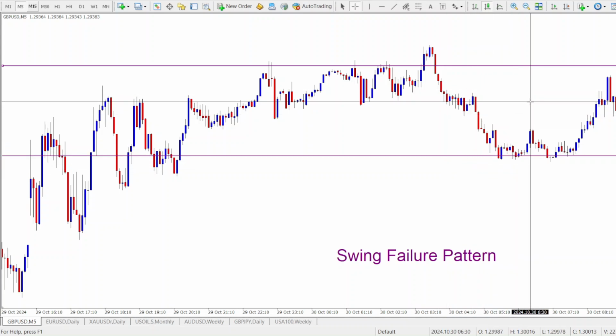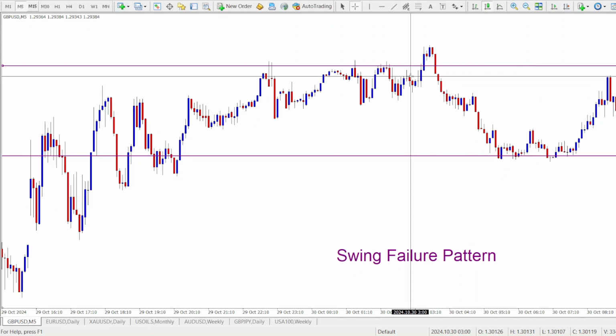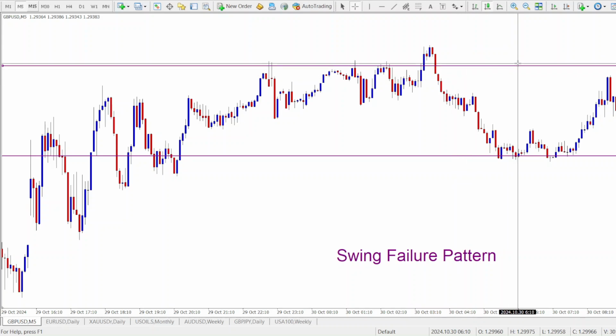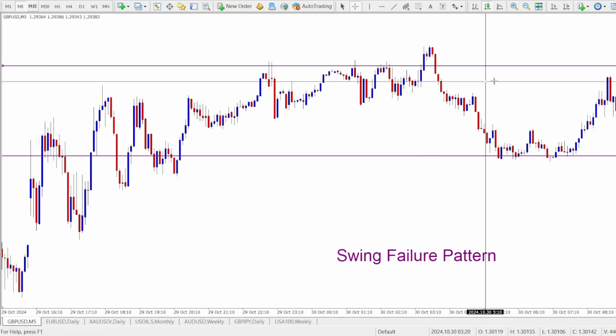All right, by mastering this pattern, you can improve your entry timing, reduce unnecessary risks, and potentially add consistency to your trading results. However, note that no strategy is foolproof. Even the swing failure pattern does not guarantee profit. So it's ideal that you always have a good trading plan, always have proper risk management, and always use good risk to reward ratios.